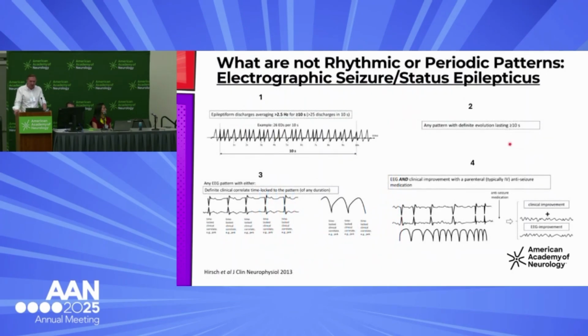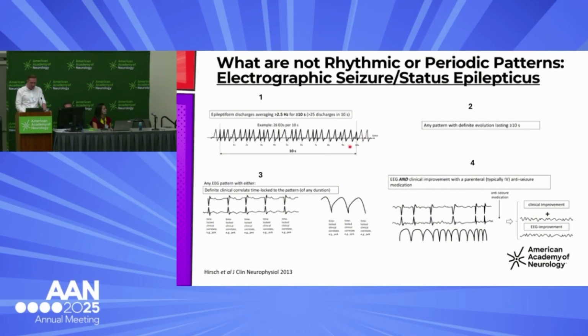But first off, what aren't rhythmic or periodic patterns? Of course, things that are seizures. And in the last ACNS terminology, they really defined what they consider a seizure, which is quite a useful starting point if we want to look at things that are getting close to seizures.